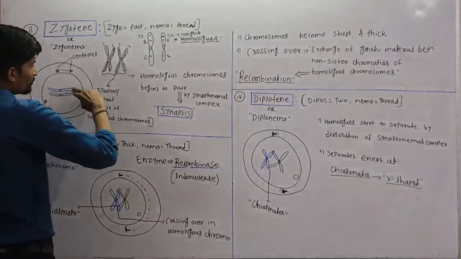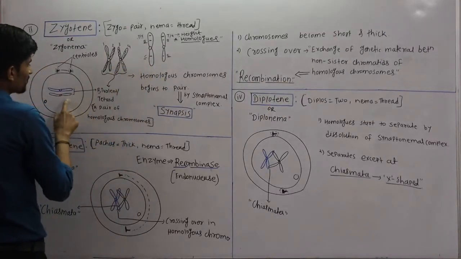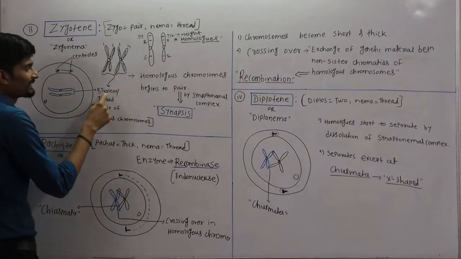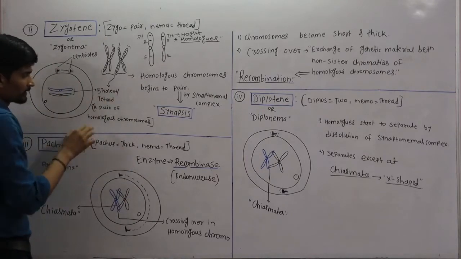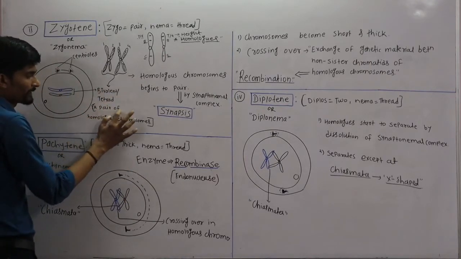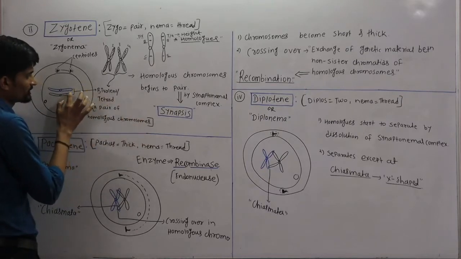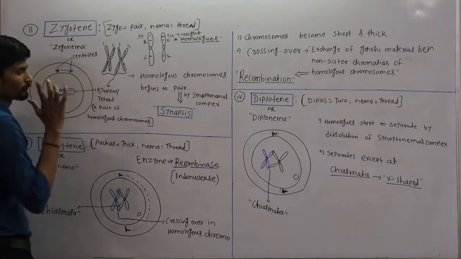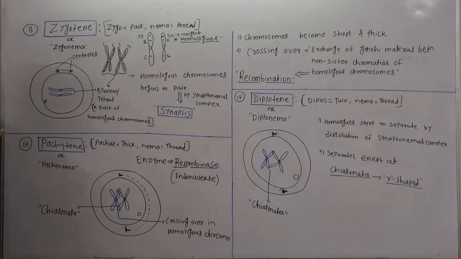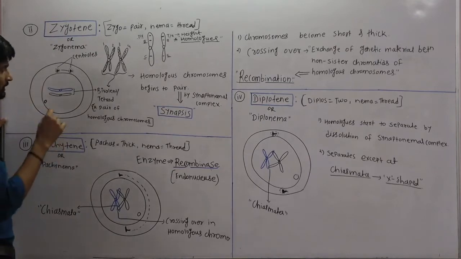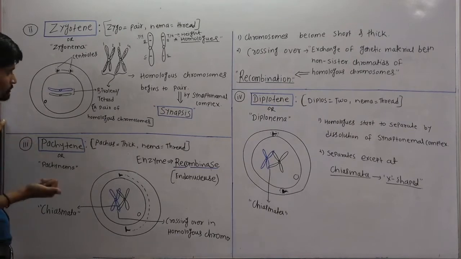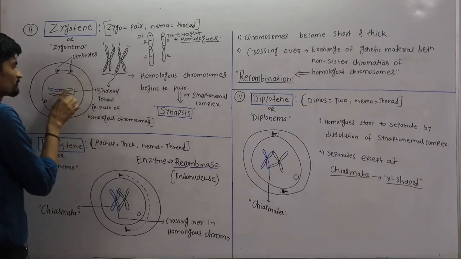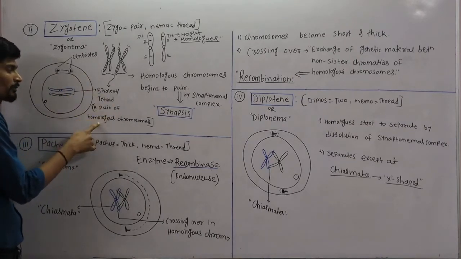Now, due to the pairing, we will see the chromosome in the form of bivalent or tetrad form. This is a pair of homologous chromosomes. This is a pair of homologous chromosomes. There are two different chromosomes, 2n is equal to 2c. We are considering the 2c. So that is why this blue and black are the pair of homologous chromosomes.